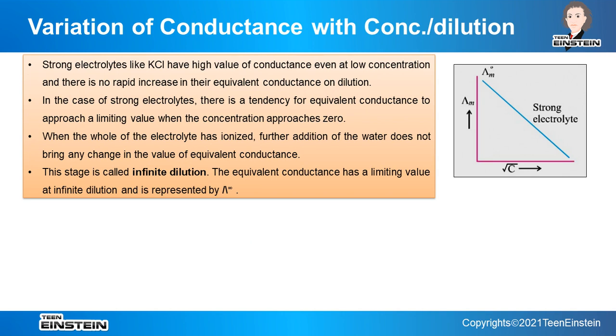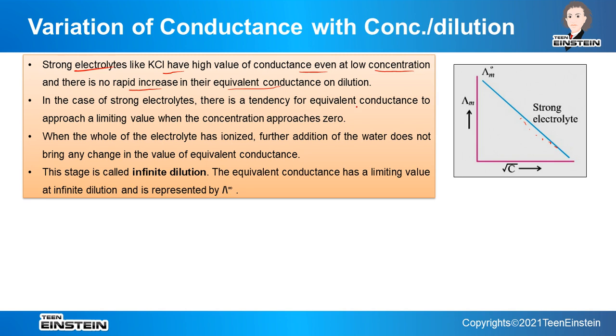Now we will focus on this graph, and what significance we will find, especially at infinite dilution. Strong electrolytes like KCl, we know, have a high value of conductance even at low concentration. But if it is a weak electrolyte, that is not the case. That is why for strong electrolytes there is no rapid increase in their equivalent conductance. It is a gradual increase.